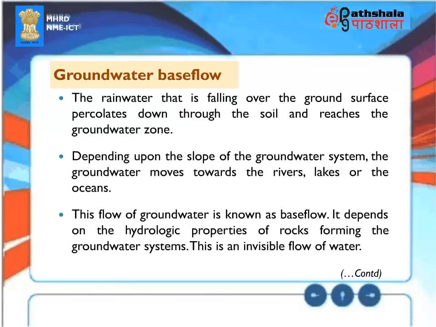Groundwater baseflow. The rainwater that falls over the ground surface percolates down through the soil and reaches the groundwater zone. Depending upon the slope of the groundwater system, the groundwater moves towards the rivers, lakes, or the oceans. This flow of groundwater is known as baseflow. It depends on the hydrologic properties of rocks forming the groundwater systems. This is an invisible flow of water.